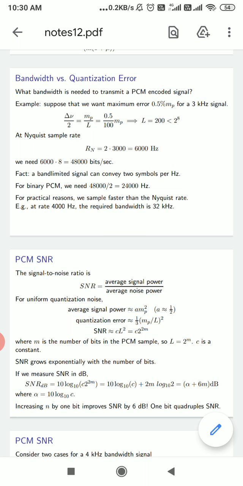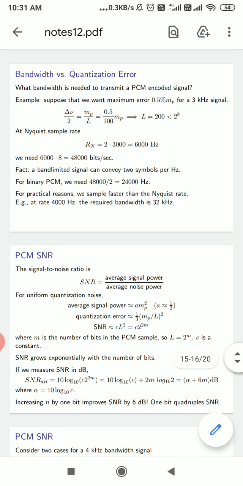Now our delta square upon 12 becomes, with delta equal to 2 x max upon 2 raised to V, where x max is the maximum amplitude we are taking. So delta square by 12 gives x max square upon 3 into 2 raised to 2V. Now our equation for the signal to noise ratio becomes 3 into normalized signal power P upon x max square, into 2 raised to 2V.